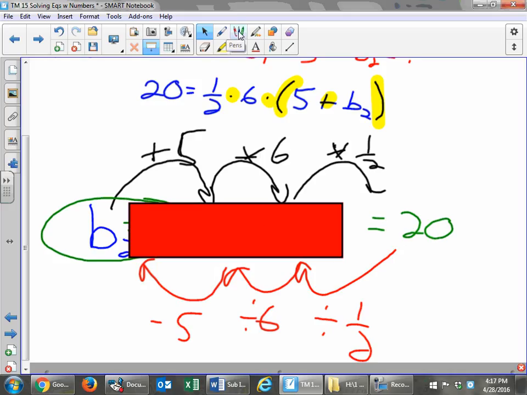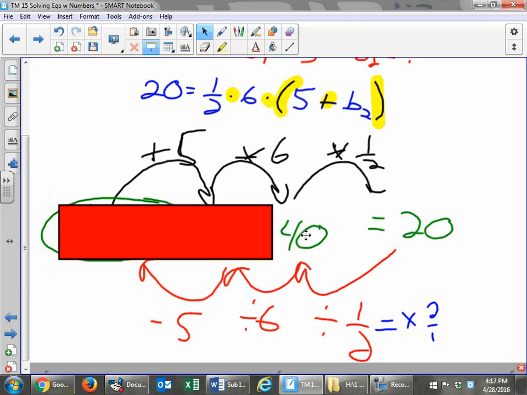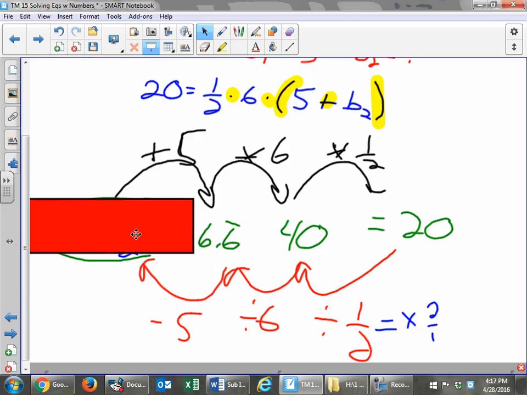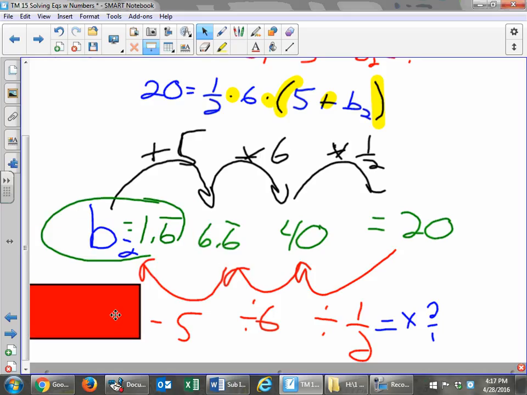Well, 20 divided by a half, that winds up being the same. Dividing by a half is the same as multiplying by 2 over 1. So 20 divided by half is the same as 20 times 2, which gives me 40. 40 divided by 6 is 6.6 repeating. 6.6 repeating minus 5 gives me 1.6 repeating.